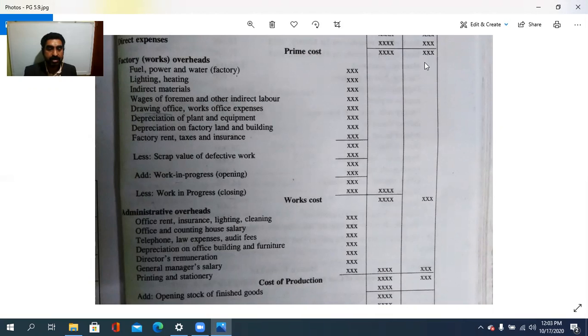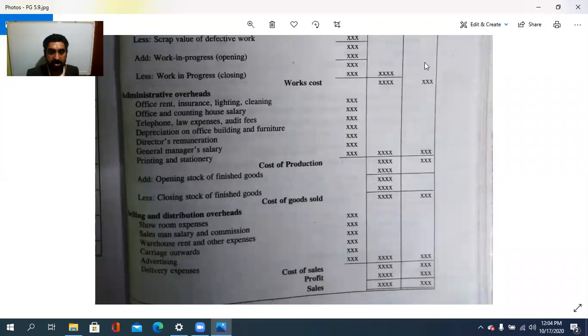Along with the work cost, we add the administrative overheads, like office-related things, indirect expenses, indirect material, indirect labor, all the things relating to the office, or administrative expenses or overheads. So office rent, insurance, lighting, cleaning, office and counting house salary, telephone, law expenses, audit fee, etc., depreciation on office building and furniture, director's remuneration, general manager's salary, printing and stationery, etc. So this is the administrative overhead. Then we get the cost of production.